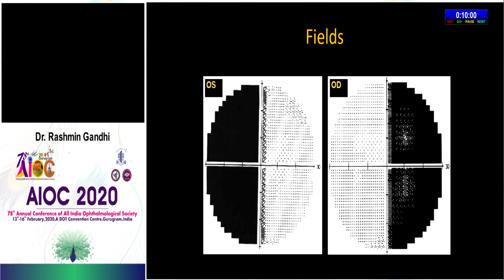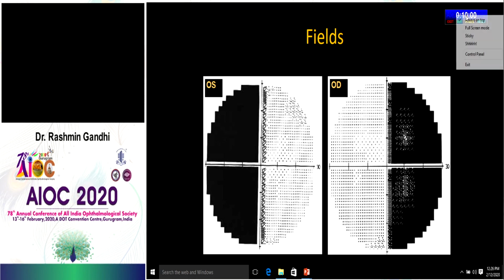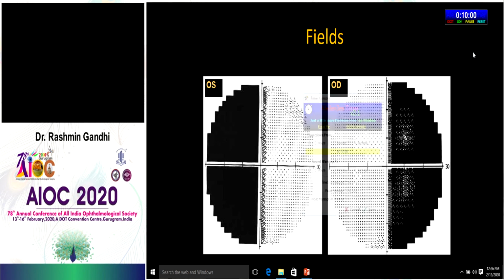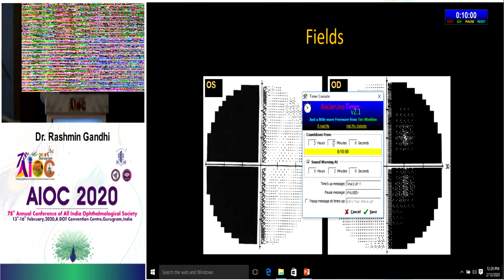What is this visual field defect? This is a binasal hemianopia, correct? Binasal hemianopia. Do you agree this is hemianopia? Because there is a vertical demarcation and there is a field defect which is respecting the vertical midline. So do you agree that this is a binasal hemianopia?